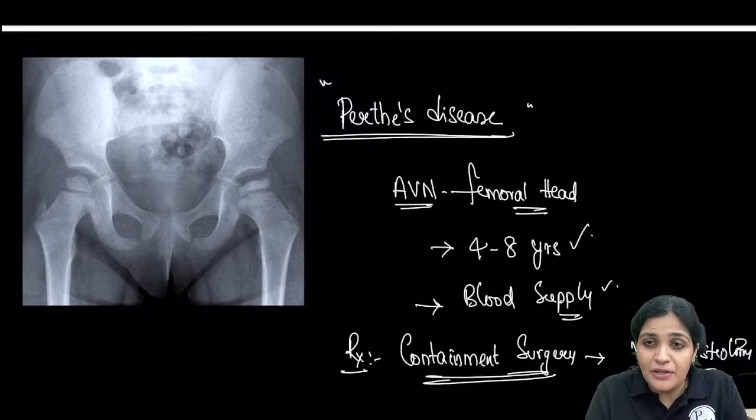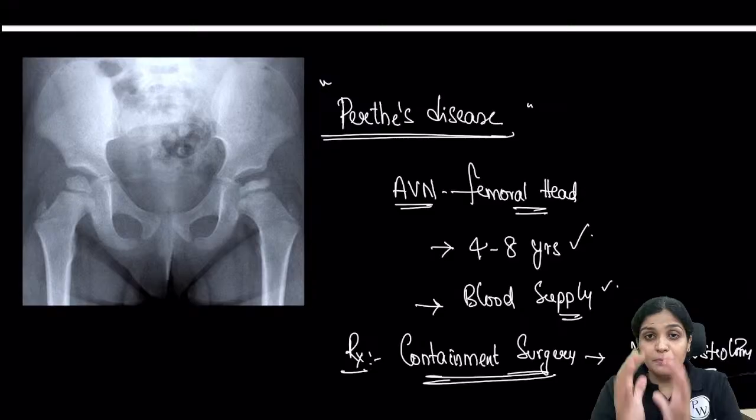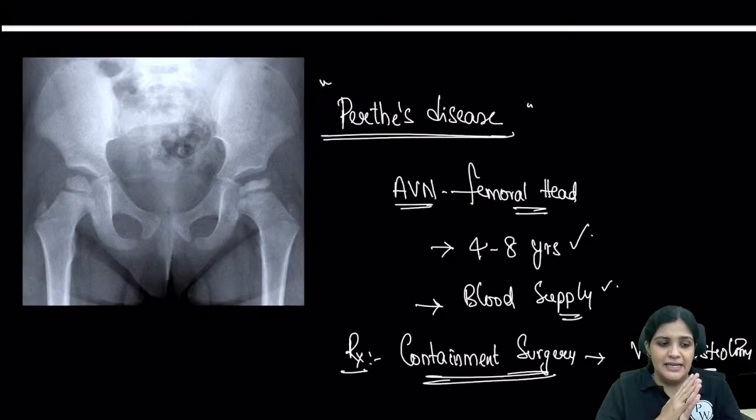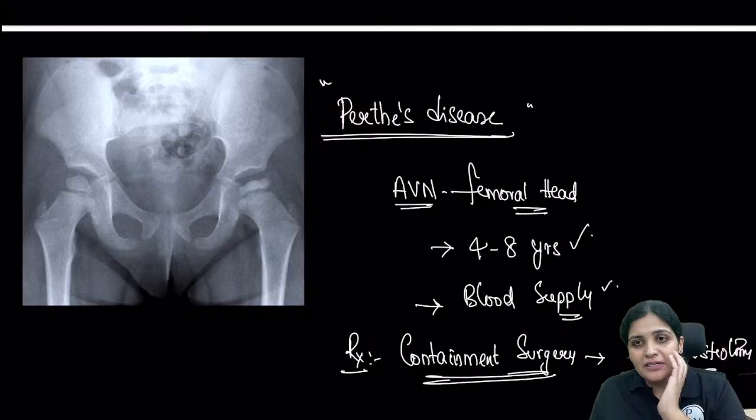If it is not put inside properly, it will develop into coxa magna, that means a big head, where again you can't put it inside. So just remember, Perthes is avascular necrosis of the femoral head, usually seen in 4 to 8 years, and the treatment is containment surgery.